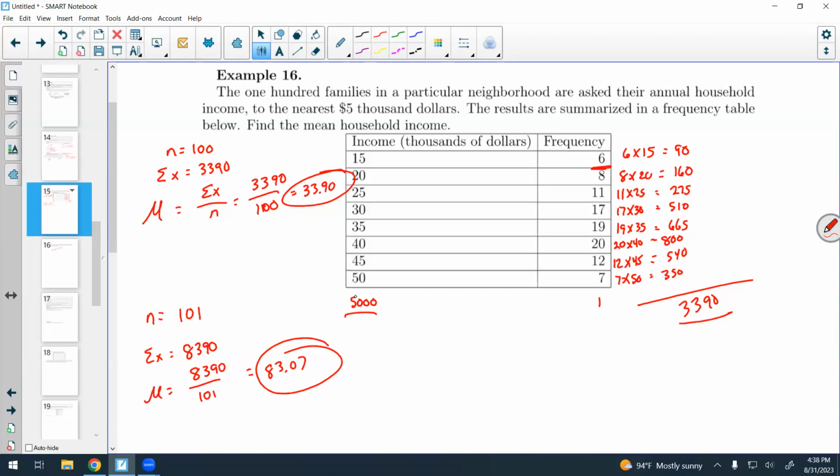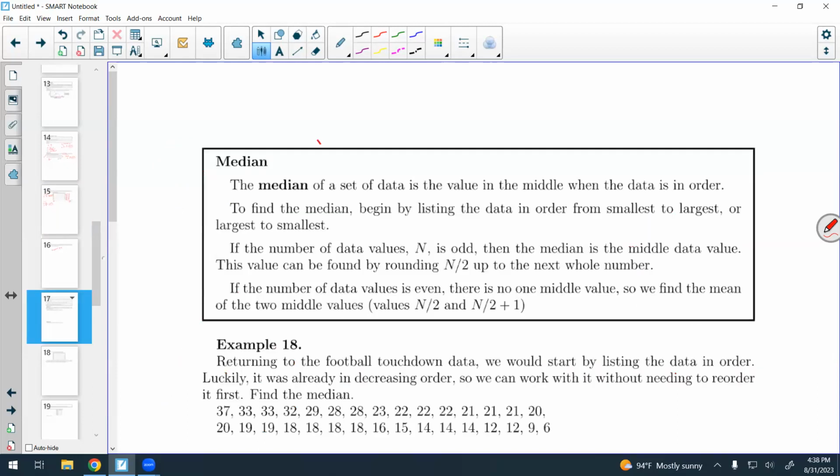Any questions on the mean and how to calculate the mean? How to calculate the mean from a frequency table? So next time, I think we'll talk about the median. We'll put that off till Tuesday. Unless anybody just really wants to start talking.